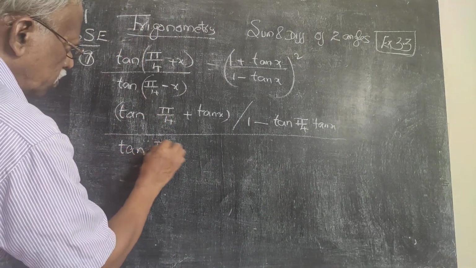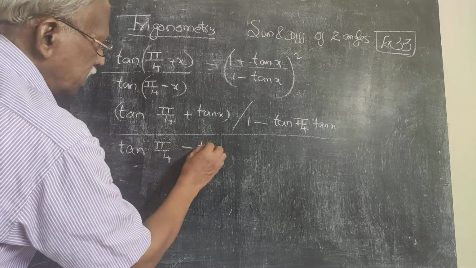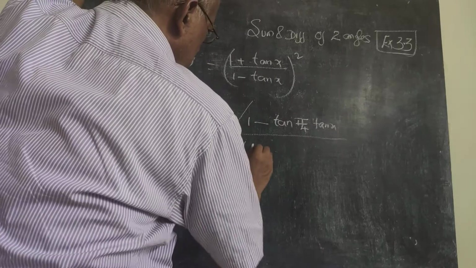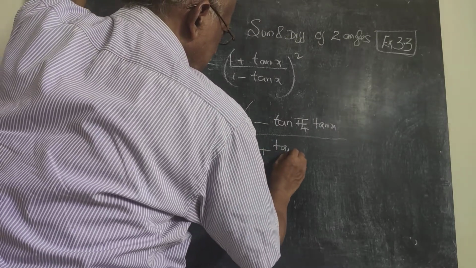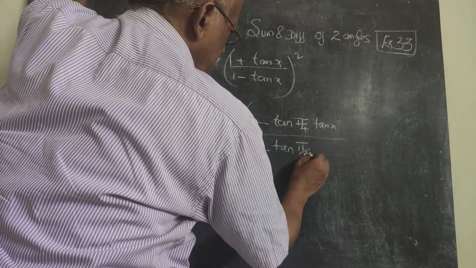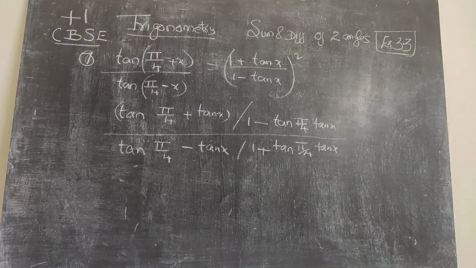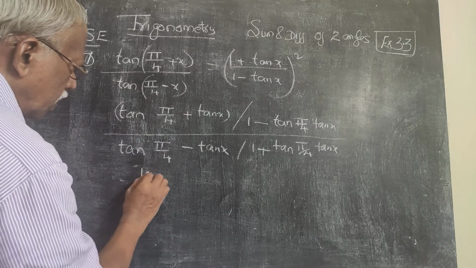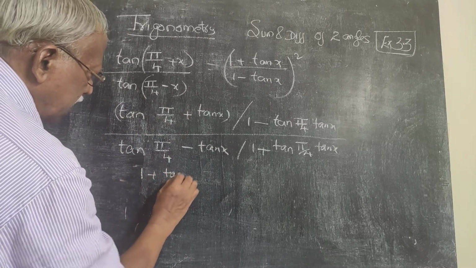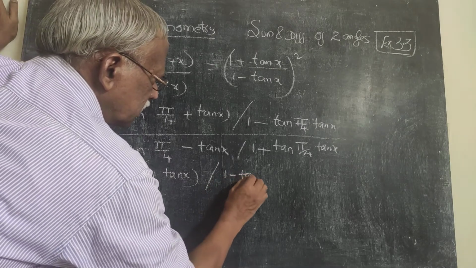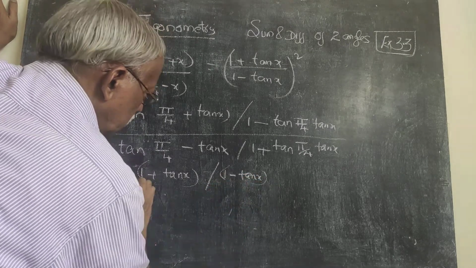So tan pi by 4 minus tan x divided by 1 plus tan pi by 4 and tan x. I have just applied the formula for tan(A + B) and tan(A - B). You know tan pi by 4 is 1. So replace that: 1 plus tan x divided by 1 minus tan x.